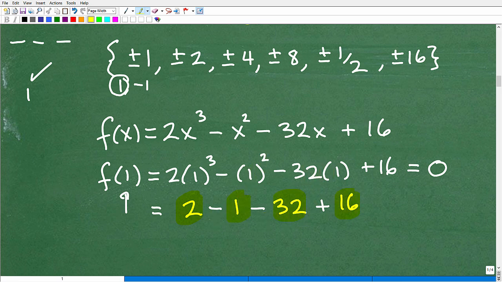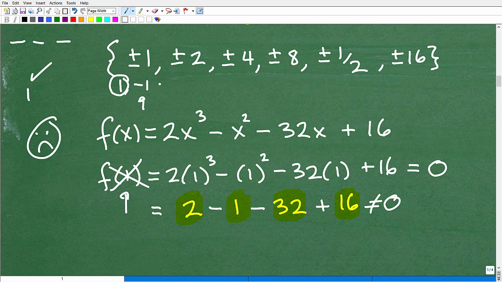Now you just look here. There's no way all this is going to add up to 0, meaning that 1 is not a solution. Well, I'm not going to be sad about it. I have a lot of other good numbers here to test. So then I would move on and test negative 1, and if that didn't work, then continue. Now, if it did work, that's a whole other discussion.